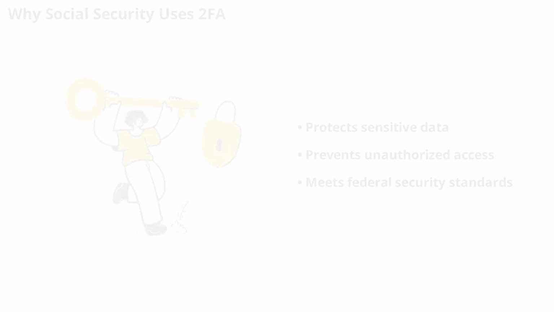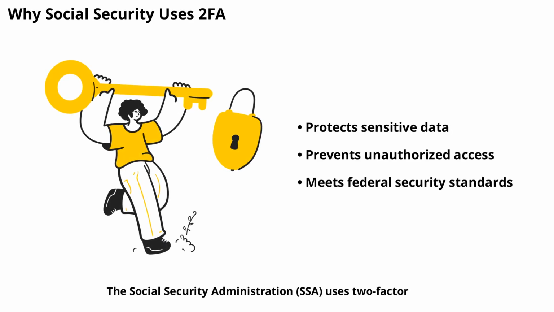The Social Security Administration, SSA, uses two-factor authentication to help protect your personal information. Because your Social Security account contains sensitive data, such as your earnings history and benefit details, it's a prime target for cybercriminals. By requiring 2FA, the SSA adds an extra layer of defense, making it much harder for unauthorized users to access your account, even if they have your password.